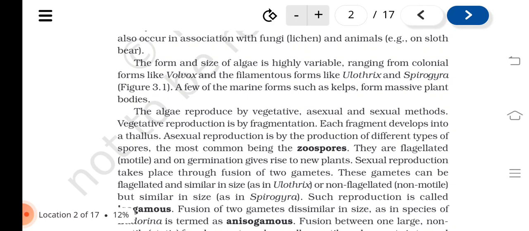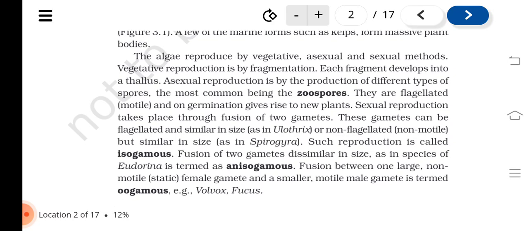The algae reproduce by vegetative, asexual and sexual methods. Vegetative reproduction is by fragmentation. Each fragment develops into a thallus. Asexual reproduction is by the production of different types of spores, the most common being the zoospores. They are flagellated, motile, and on germination give rise to a new plant.